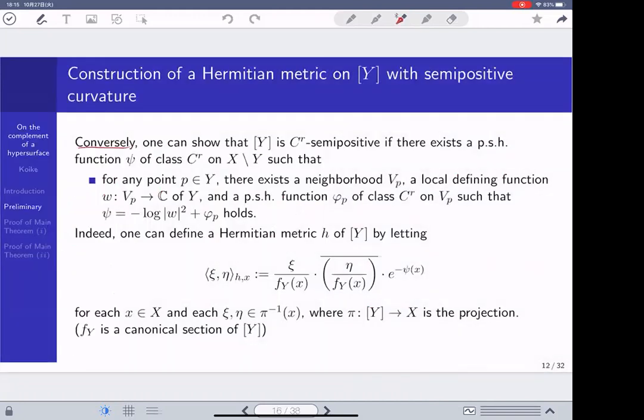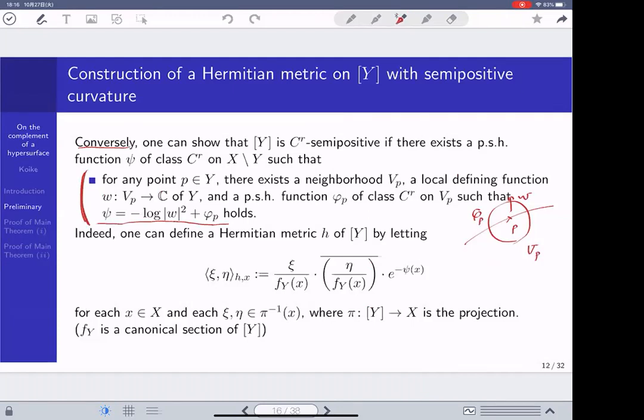Conversely, one can show that Y is CR semi-positive if there exists a PSH function psi of class CR on X set minus Y, such that psi is just as the previous one. For any point p in Y, there exists a neighborhood Vp and a local defining function W and a pre-subharmonic function phi p such that psi is equal to minus log of the modulus of W squared plus phi p.